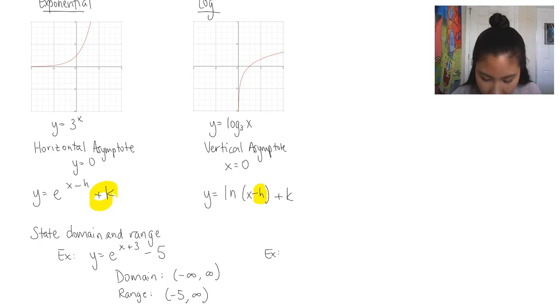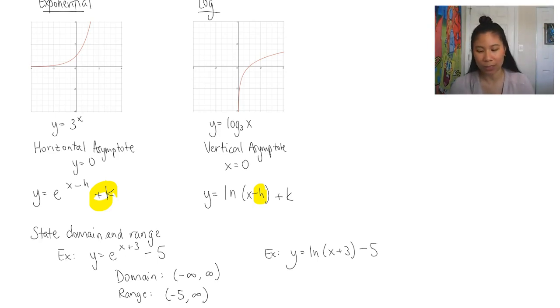Let me do one more example, this time with a log graph. So let's say I had natural log of x plus 3 minus 5 like this.